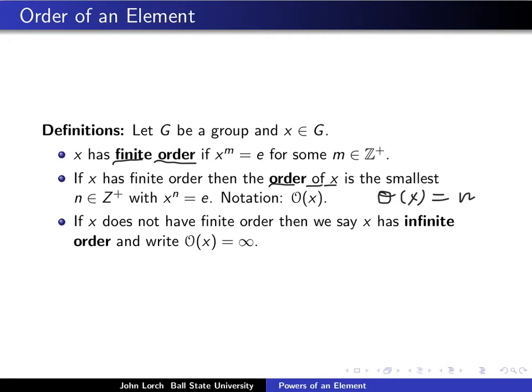Now finally, there are infinite groups that have elements that when you take their powers, they don't ever come back around to the identity. So if X is one of those elements and it does not have finite order, then we say that X has infinite order.